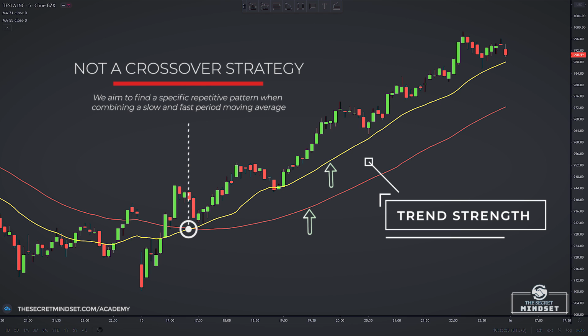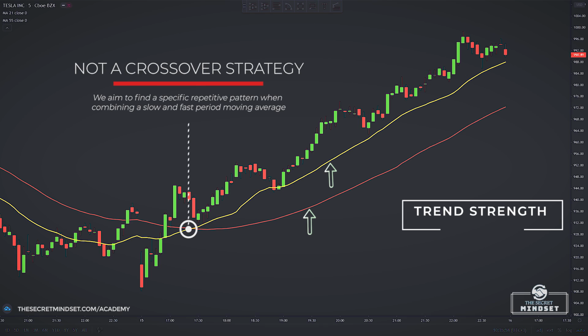First, let me point out that this is not a crossover strategy. While such a strategy for moving averages is perfectly acceptable and valid for some traders, I prefer to think slightly outside the box and pay attention to a specific repetitive pattern when combining a slow and a fast period moving average.